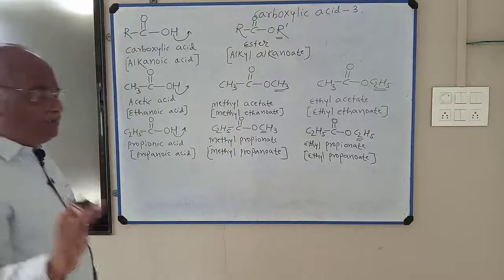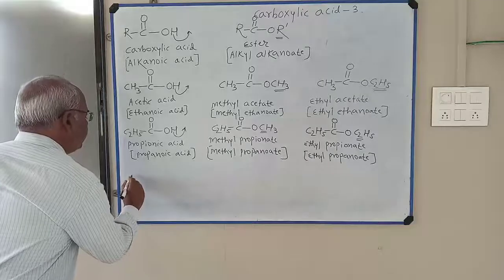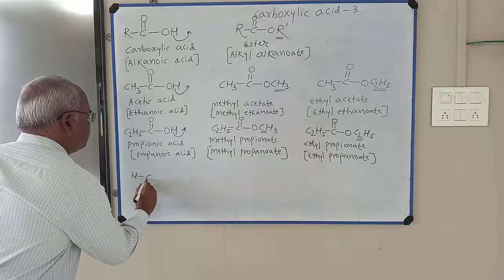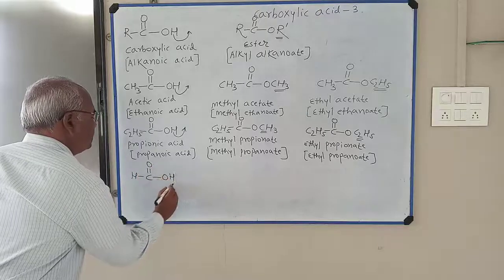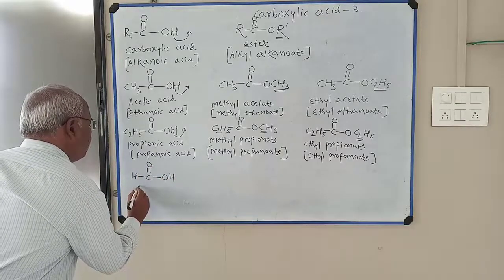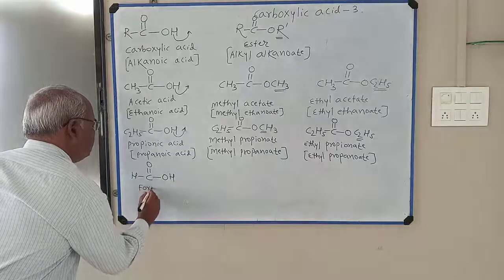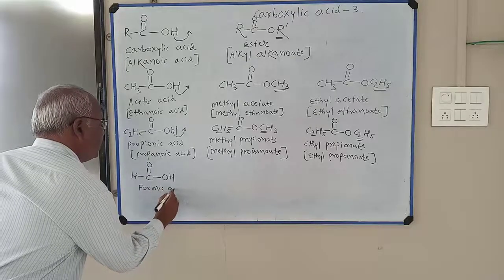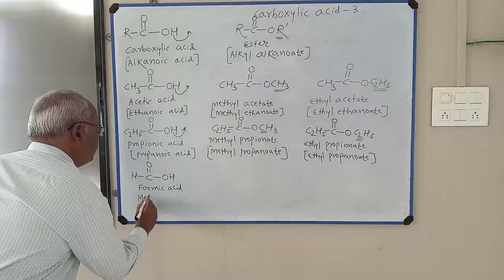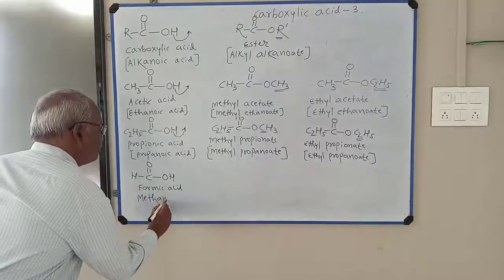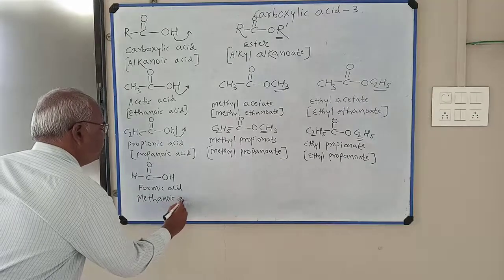One more example I am going to take. H, C double bond O, OH. This is formic acid. Its IUPAC name is methanoic acid.